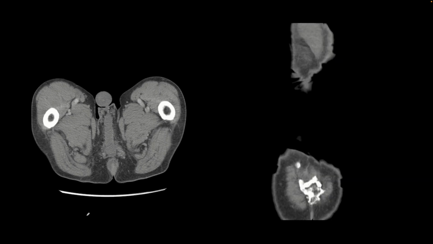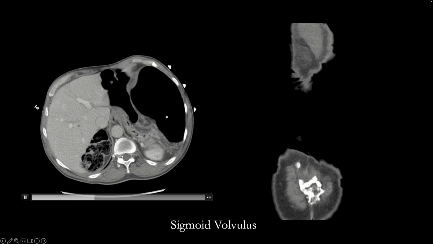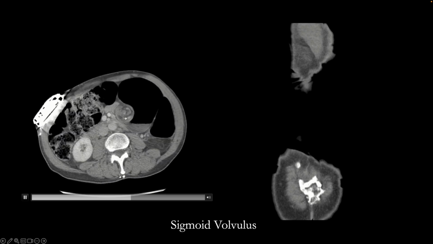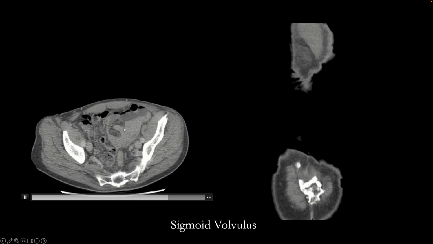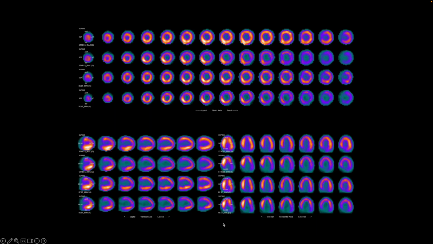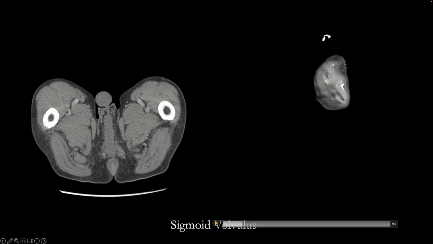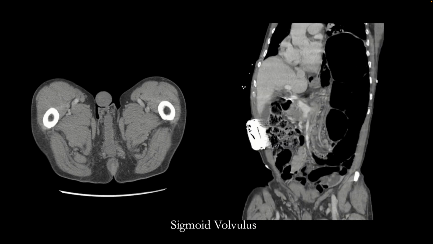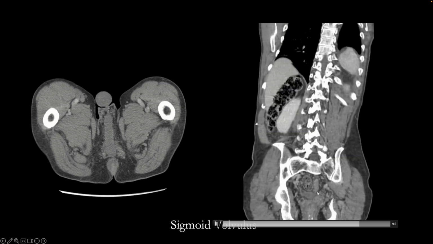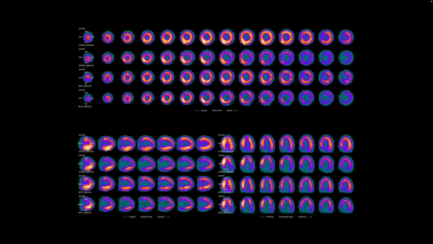Let me see if I can play it one more time. Going from superior to inferior, we see extensive gaseous distension, and right here is the swirl sign of the mesentery. Let's take a look at the coronal. So the diagnosis here is a sigmoid volvulus, and they need emergent surgery.